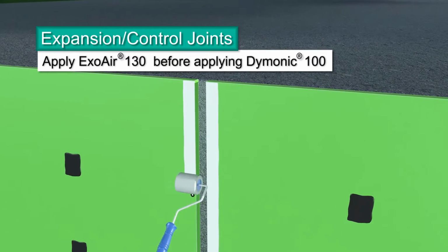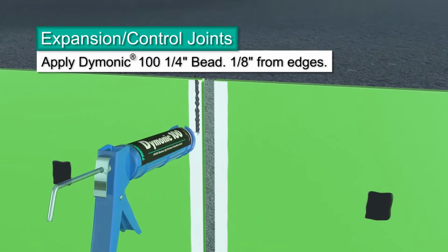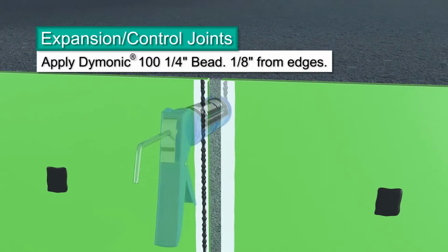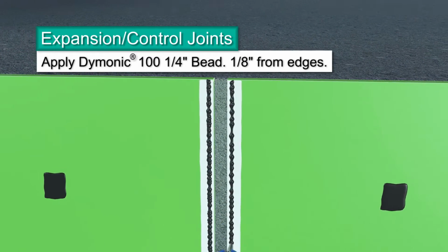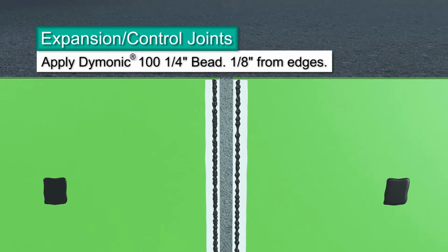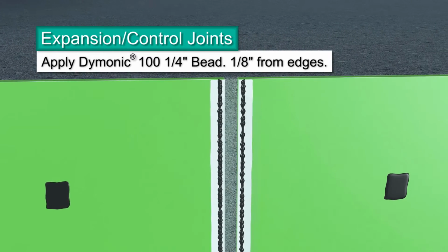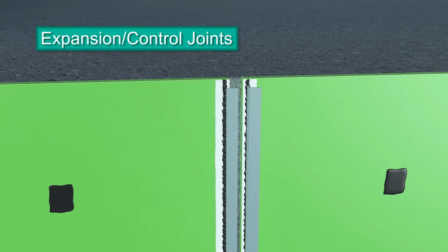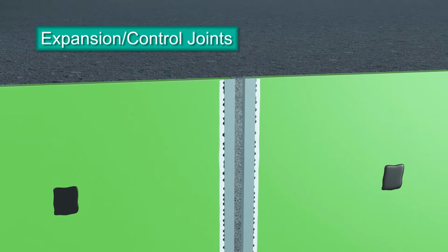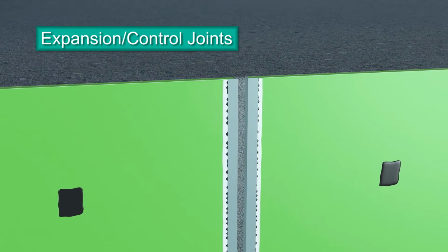Using a standard caulk gun, apply a 1/4 inch bead of Dimonic 100, the approved sealant for detailing panels, to each side of the joint. Next, tightly press 26-gauge brake metal into the sealant, fitting over each corner of the panels. The sealant should bleed out slightly.